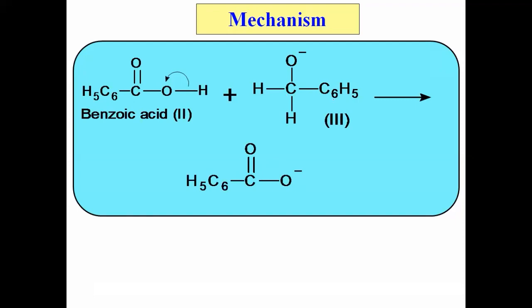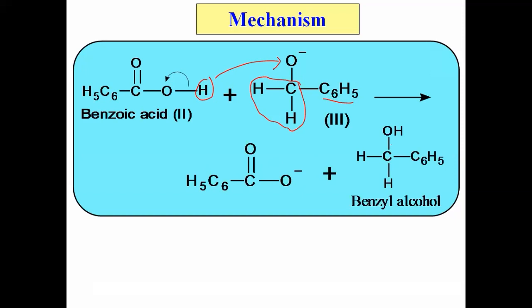And here what is formed: C6H5, then CH2, and the O minus here takes the hydrogen, the hydrogen goes towards this O minus, and from it C6H5CH2OH is formed. And this is nothing but benzyl alcohol, and thus there is a formation of benzyl alcohol, and this is the benzoate ion.